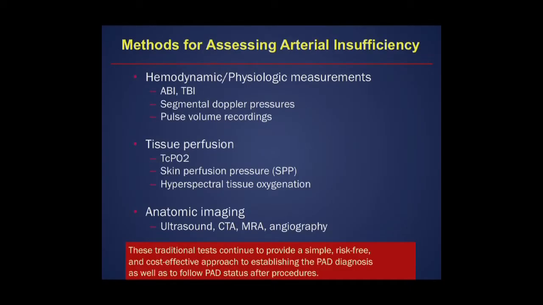Here are different tools that we could use. We could look at hemodynamic or physiological measurements with the ABI or the toe brachial index, the segmental Doppler pressures, pulse volume recordings. We could look at tissue perfusion, and then again confirm with some anatomic imaging.